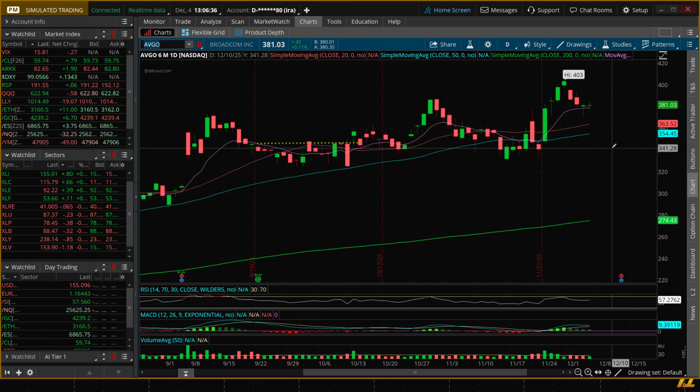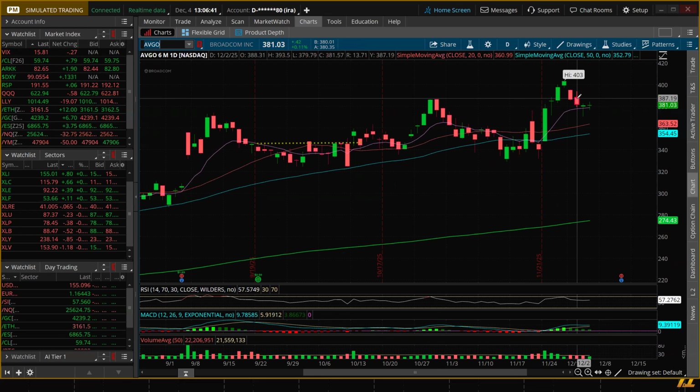Broadcom, if somebody is trading this pullback right here, are they front running or are they just trading a pattern within the trend? What do you guys think? Are they front running or are they just trading a pattern in the trend? Let's get a lot of answers. And guys, there's no wrong answer until there's a wrong answer. We're here to learn. Put it out there.